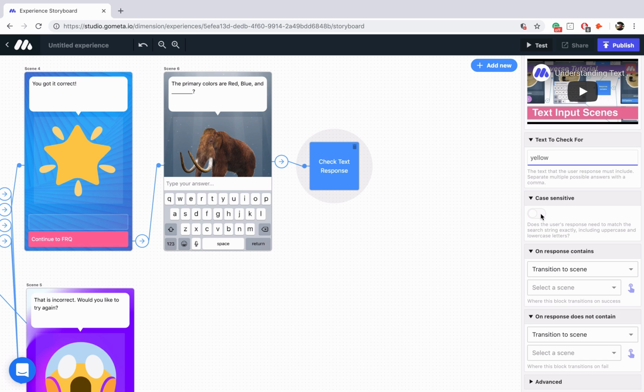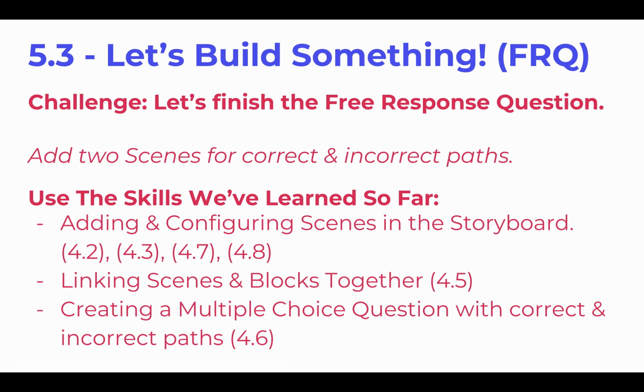You'll also notice here that this block has 2 transitions, one for on response contains and one for response does not contain. So that brings us to our next challenge for this session. Now what I want you to do is finish this free response question using the skills we just learned with the multiple choice question. You're going to add 2 scenes for correct and incorrect paths, and you're going to link that block up to the correct and incorrect scenes. Take a moment to pause the video and try out the challenge, and then unpause the video when you're ready to see how it's done.